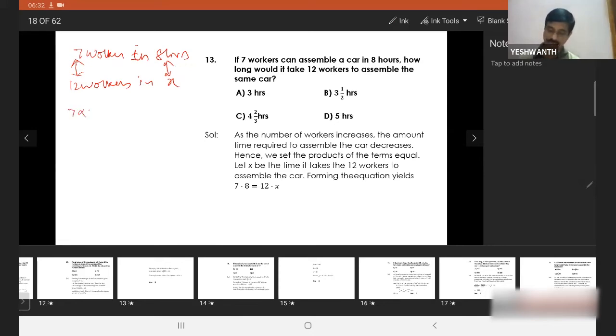So 7 into 12 equal to X into 8. X equals 7 into 12 by 8. So this is 3 by 2 you'll get. 7 3s are 21 by 2. What is 21 by 2?